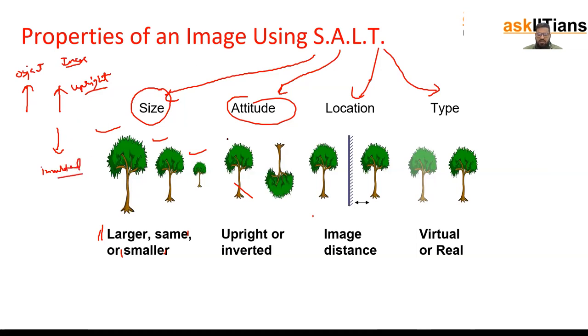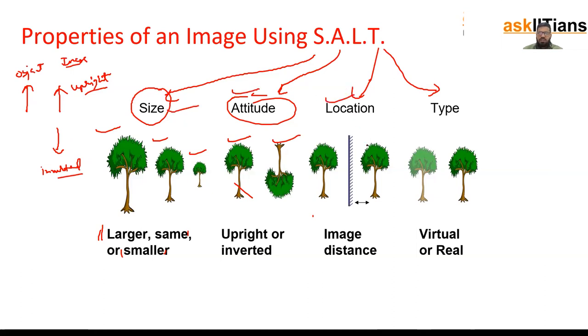So you can see in this diagram also, this is the upright image of a tree. This is the inverted image of a tree. So that is known as the attitude of the image. We are basically considering properties of the image. What are the properties possible for an image? So we have seen size, we have seen attitude.